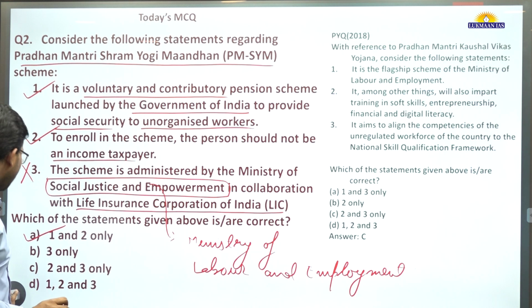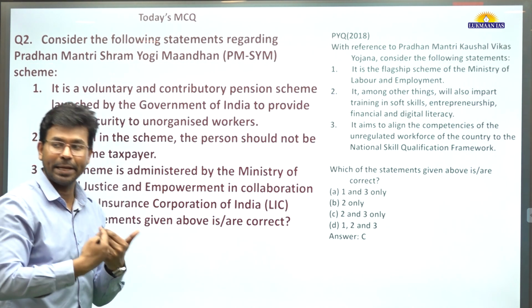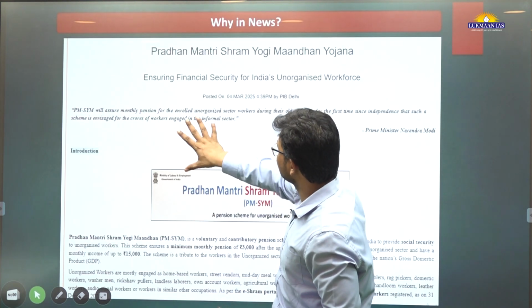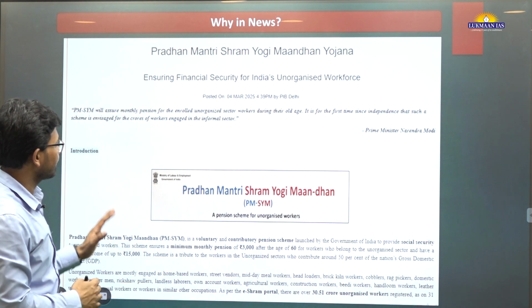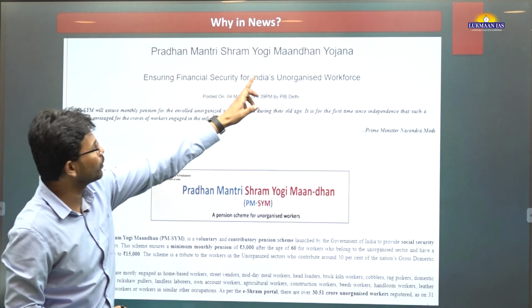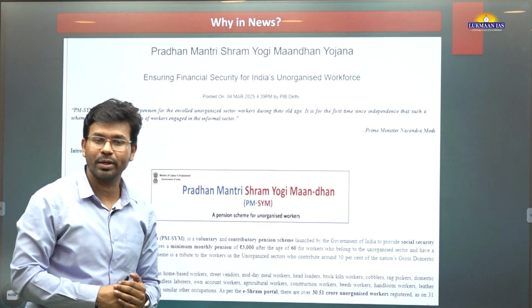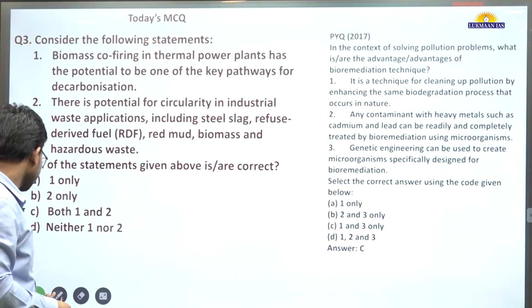So this is about Pradhan Mantri Shram Yogi Mandhan Yojana. This is a kind of pension scheme for our unorganized workers. This article came in the Press Information Bureau, that's why we have taken this question. It says Pradhan Mantri Shram Yogi Mandhan Yojana, ensuring financial security for India's unorganized workforce. So these are people who are working in the unorganized sector.